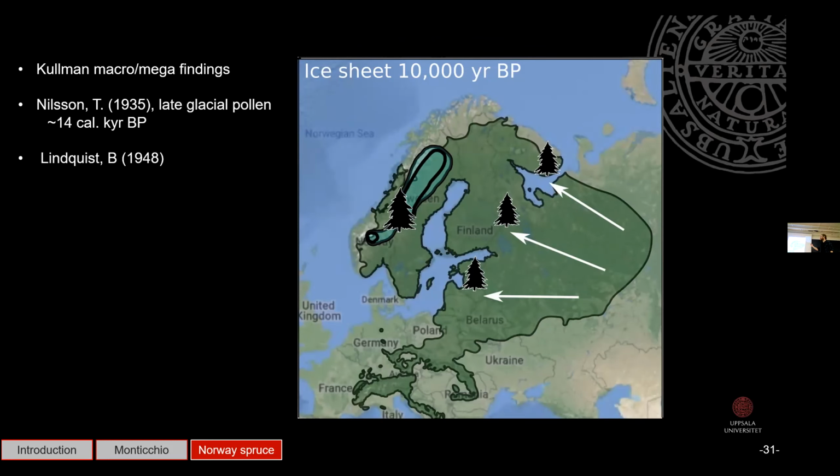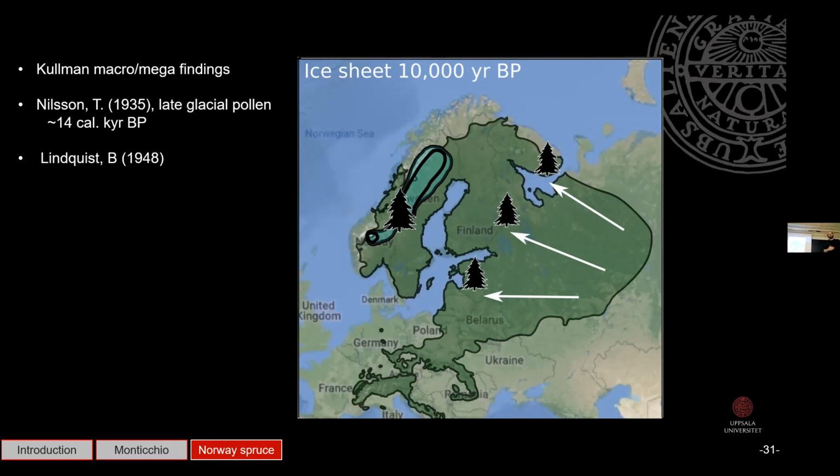There are already macrofossil remains in the Scandinavian mountains, and this has always been quite controversial to suggest that the spruce was already present at this time in Fennoscandia, because the pollen showed that the spruces are very far away, much farther away than where the fossils are.